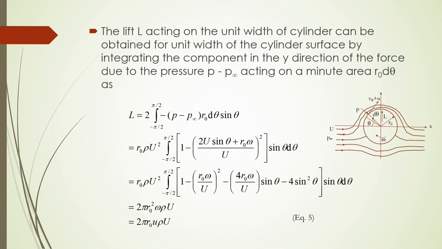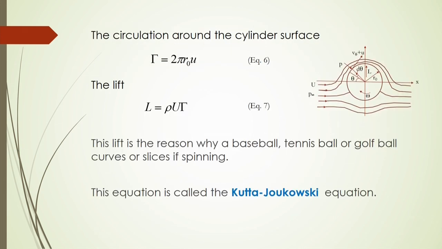After simplification and integration, we finally get L equal to 2 pi r 0 u into rho u. So equation number 5 gives you the lift force contributed by the pressure on the cylinder. Now, what is the circulation around the cylinder surface? It is calculated from the circulation velocity, r 0 into u, so 2 pi r 0 u is the circulation around it. Finally, lift equals rho u into circulation. This is the definition of the lift force in terms of circulation.